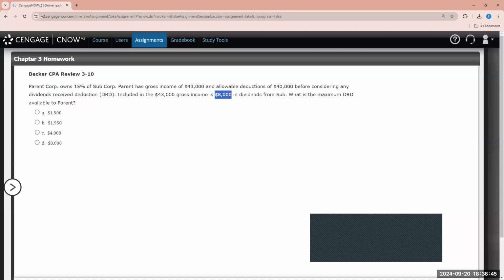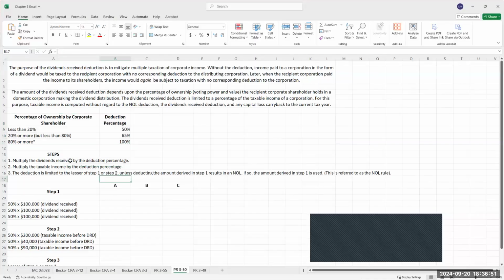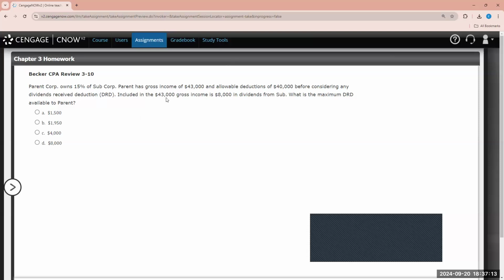Just keep in mind, there is generally a limitation. As we see here in the steps, we multiply the dividends received by the deduction percentage. From there, we multiply the taxable income by the deduction percentage. The deduction is limited to the lesser of step 1 or step 2, unless deducting the dividends received deduction results in a net operating loss, which we'll look at a little later. In this case, we see that the taxable income before the dividends received deduction is $3,000. So how do we determine that?